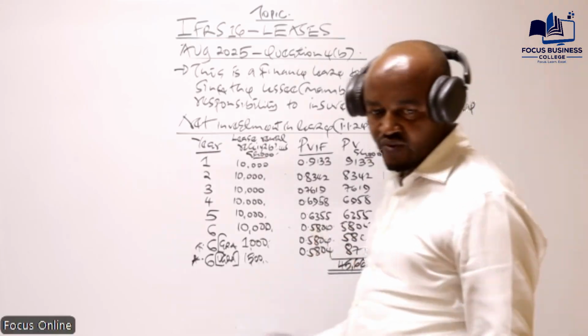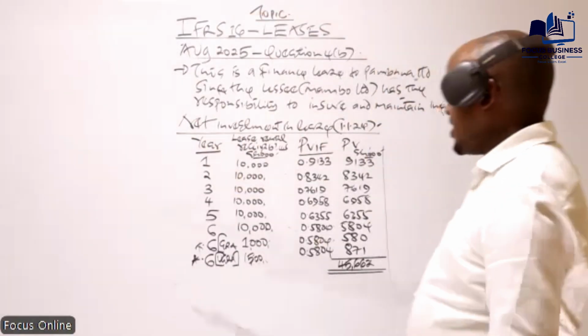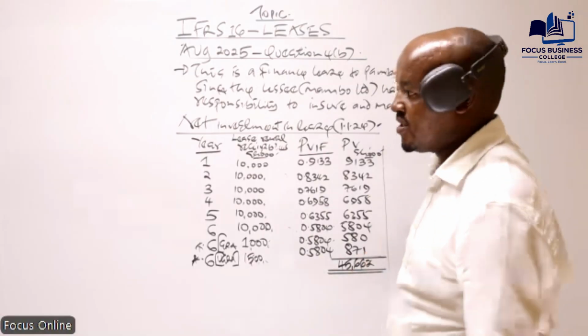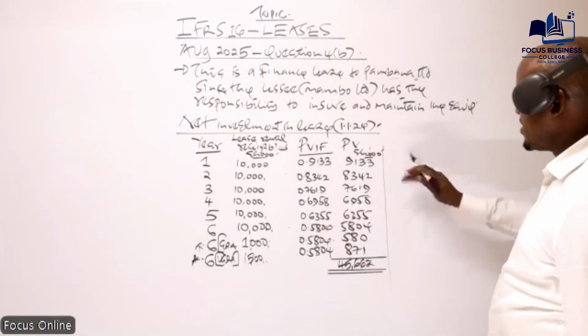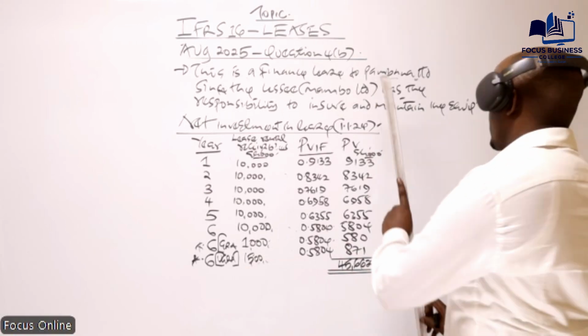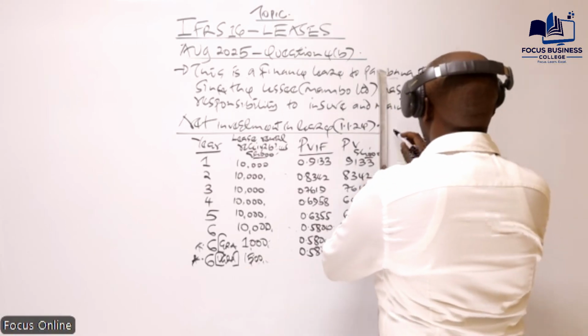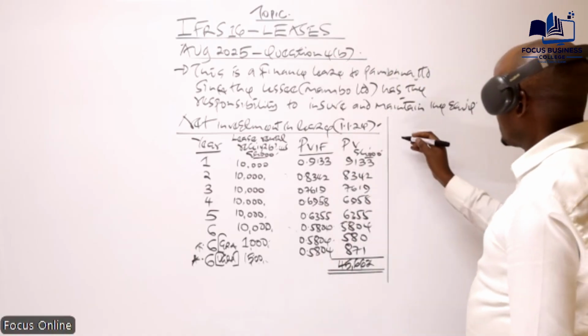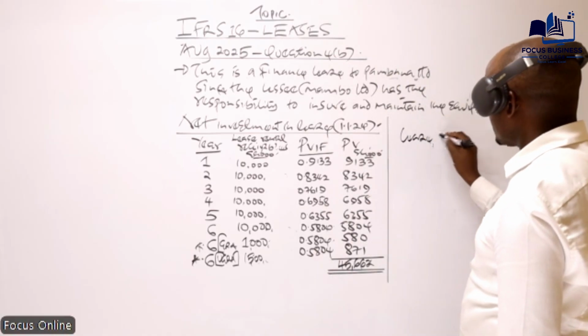So I think what we need to do is amortize this. Are we going to prepare the amortization schedule for 6 years? No, simply because we are required to show the financial statement extract for 1 year. I think we need to prepare the lease amortization schedule for either 2 or 3 years. Yes, so let's amortize this.